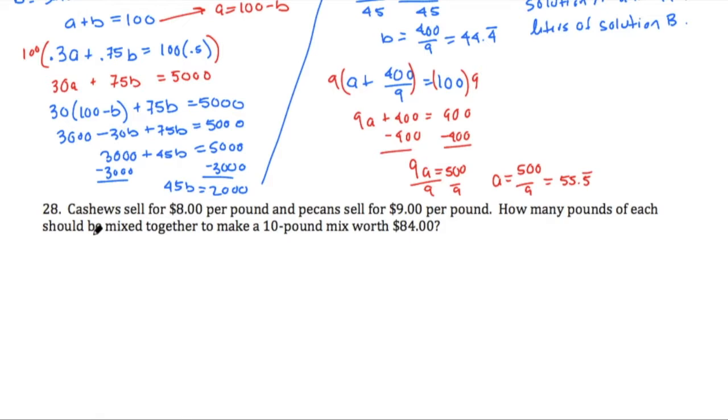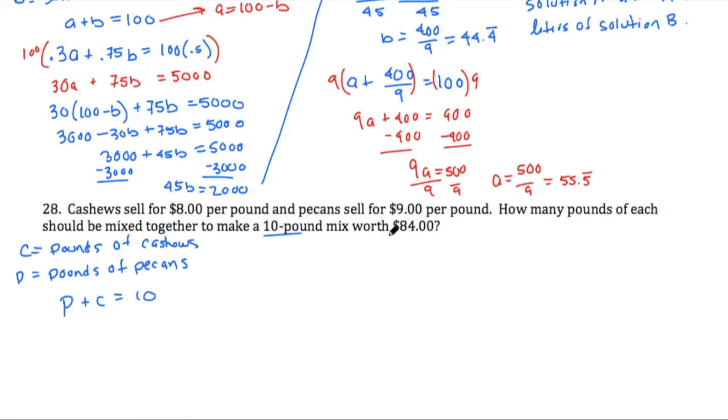So let's start by getting our variables defined. We want to know how many pounds of each. So let C equal the pounds of cashews, and we'll let P be the pounds of pecans, however you pronounce it. Great, so we know that we must make a 10-pound mixture, and that is part of our first equation. So P plus C is equal to 10. However much of the pecans and the cashews we add together must give us 10 total.